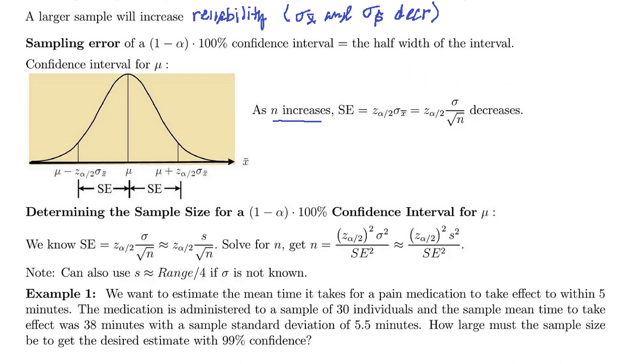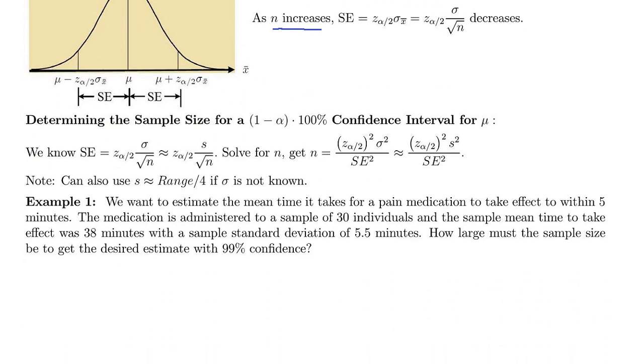To determine the sample size, we take the sampling error, which is z alpha over 2 sigma over root n, or if we don't know sigma, we can use s in there. And then we solve this expression for n. If we solve that for n, we get z alpha over 2 squared, sigma squared over the sampling error squared, or the same thing with s squared. And notice here that s can be approximated by the range divided by 4 if sigma is not known. So we can always get an approximation for s.